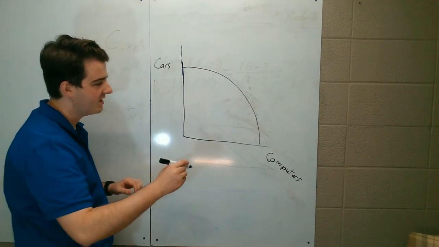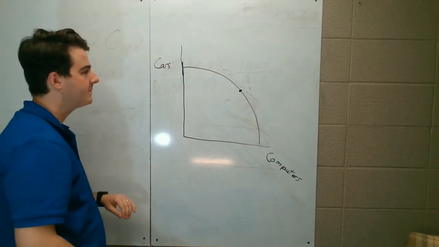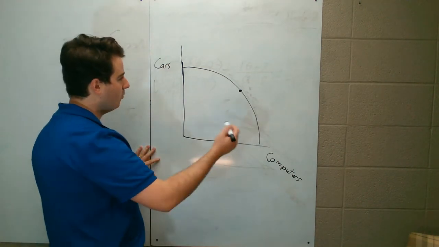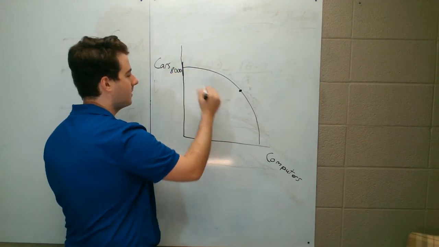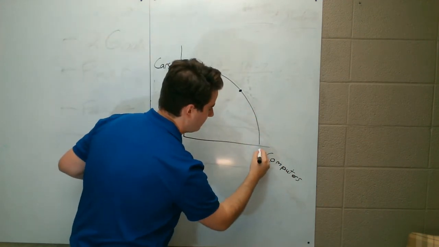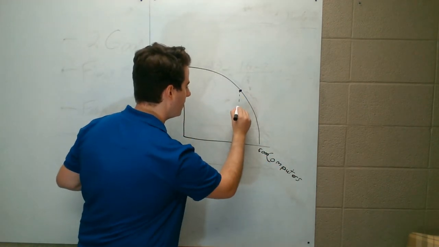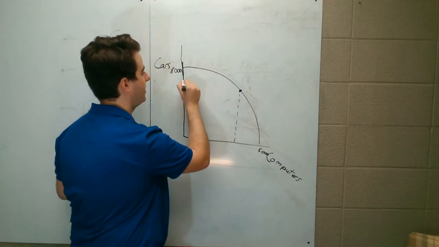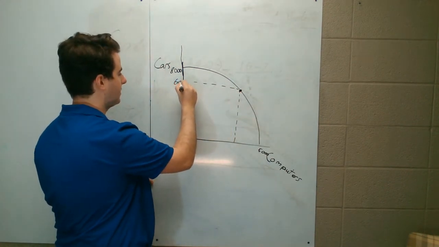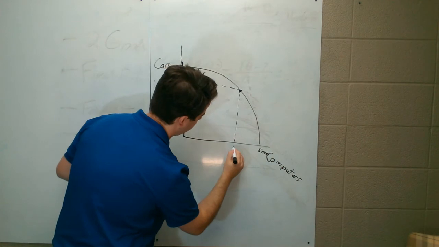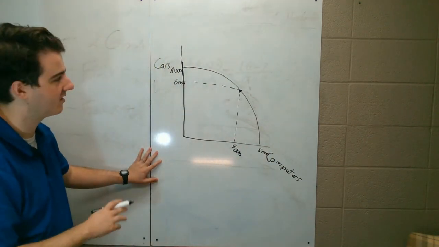So let's say that our economy, we'll assume this is the US just for fun, is producing right here. And we'll just throw some numbers. Let's say this is 8,000 cars right here, and this is 5,000 computers right here, and we get a nice compromise of, say, 6,000 cars and 4,000 computers. Just for the sake of this model, okay?